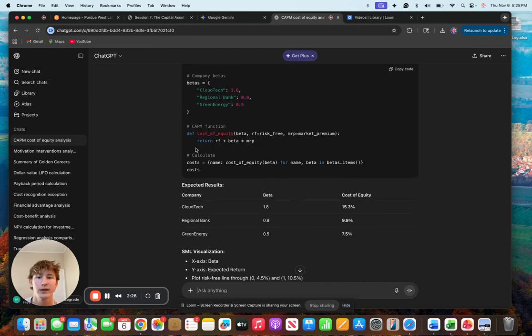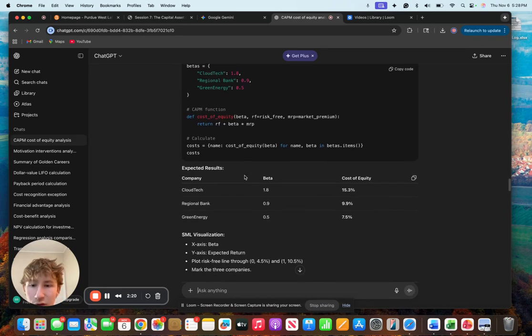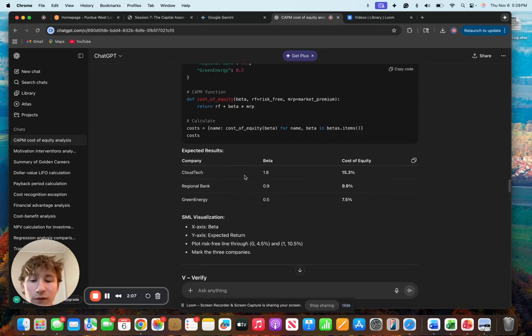The code uses the CAPM function and adds all the betas to get our expected results for each company. The cost of equity from this code for cloud tech is 15.3%. Regional bank is 9.9%. Green energy is 7.5%.